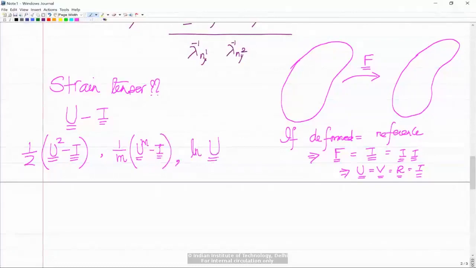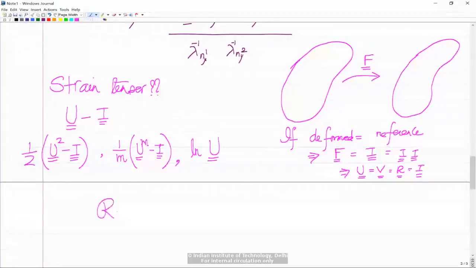Okay. So these are all qualified definitions of strain, because you want strain to be 0 when there is no deformation, or whenever there is rigid body motion. Whenever there is rigid body motion, you want a definition of strain which is 0, and indeed these will be 0 for rigid body motion.